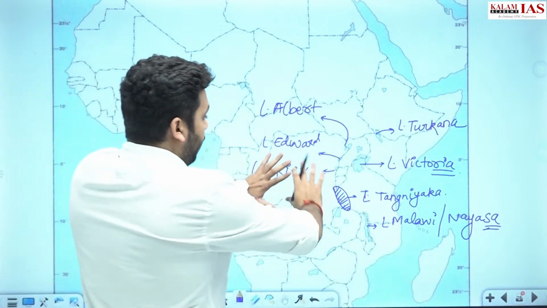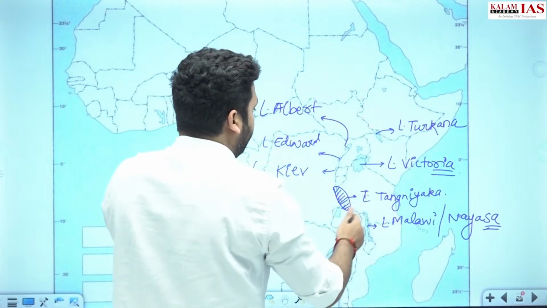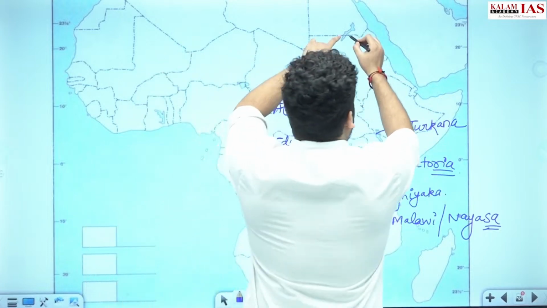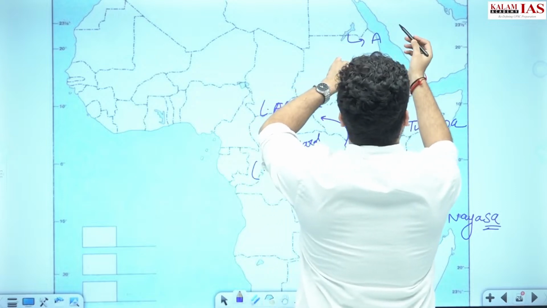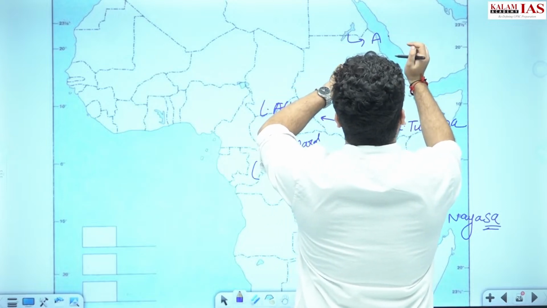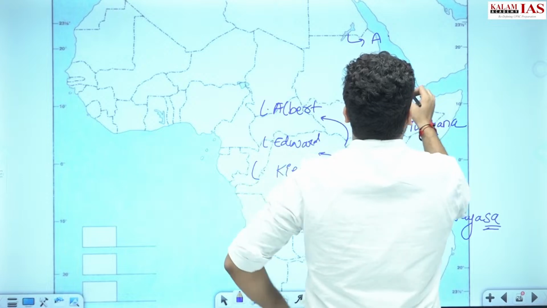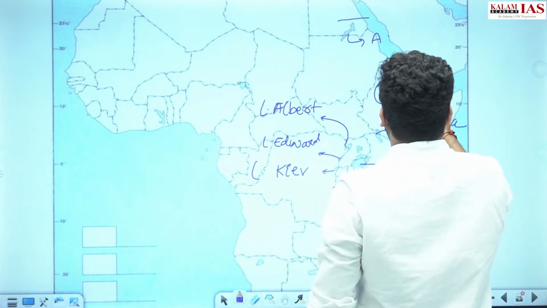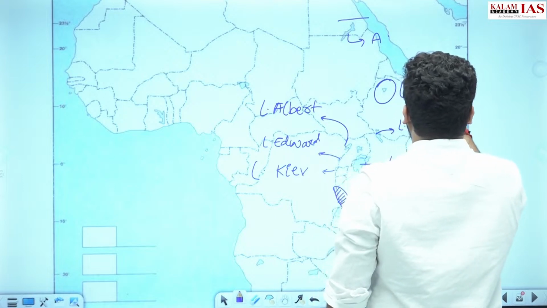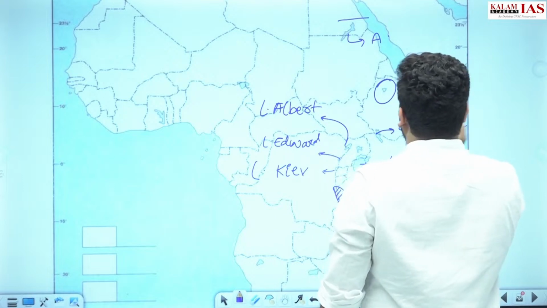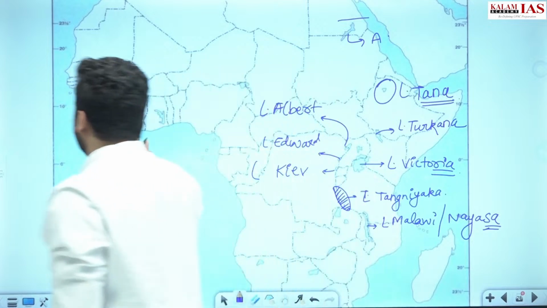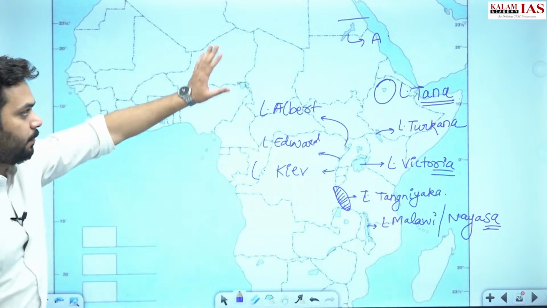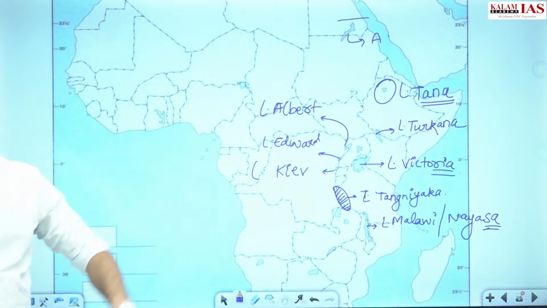Now let's go outside these, and that is Aswan Barrage. We have started with Aswan Barrage over here. Then we have Lake Tana of Ethiopia. Make a list of all these lakes. Then we are going to write the other lakes of Africa.